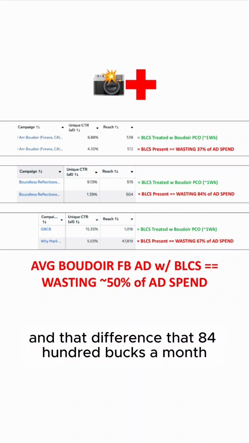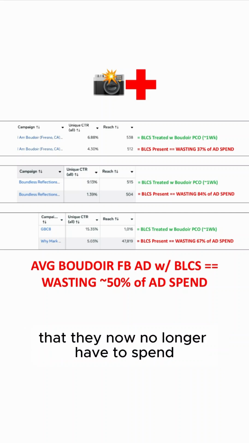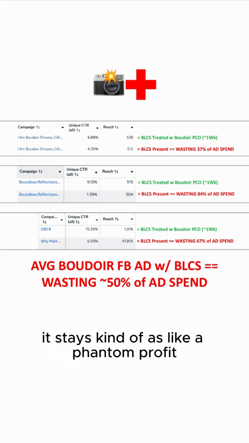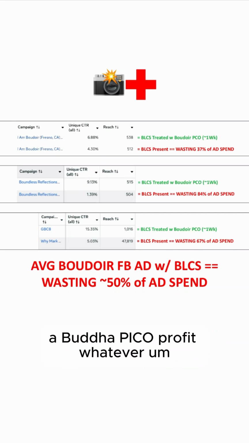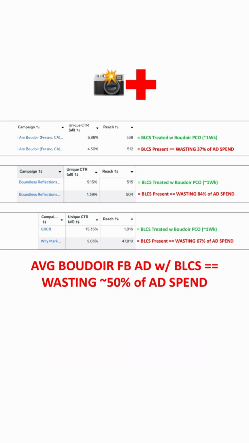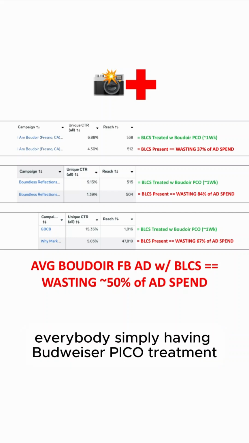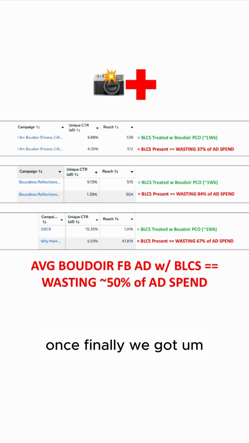And that difference, that 8,400 bucks a month that they no longer have to spend, they pocket it every single month. They don't have to spend it. It stays kind of like a phantom profit, a Boudoir Pico profit, whatever. And after 12 months, it's like 100K Boudoir Pico profit, literally by simply having Boudoir Pico treatment once.